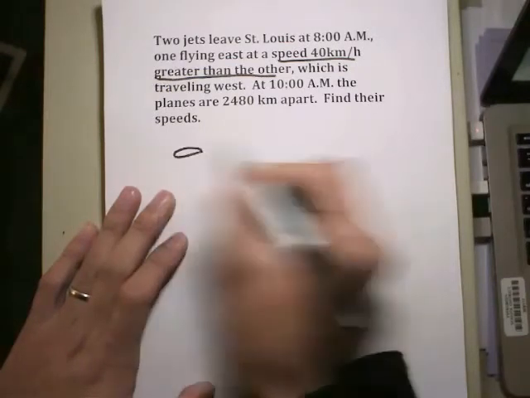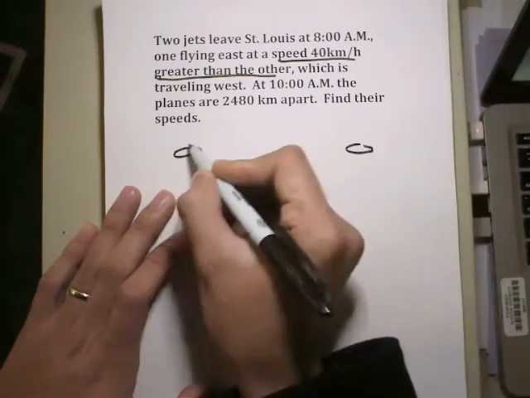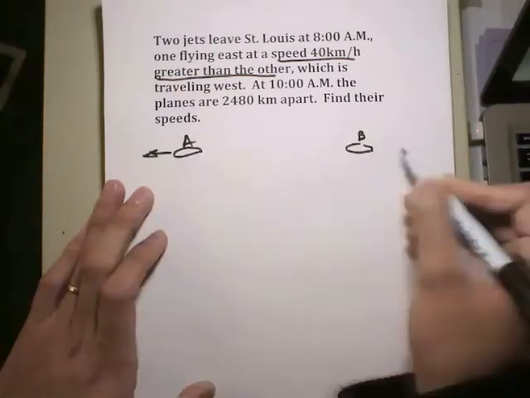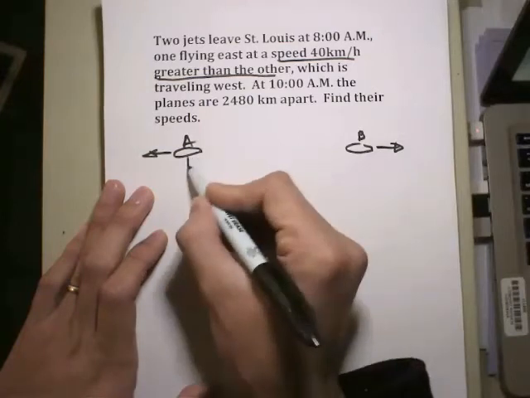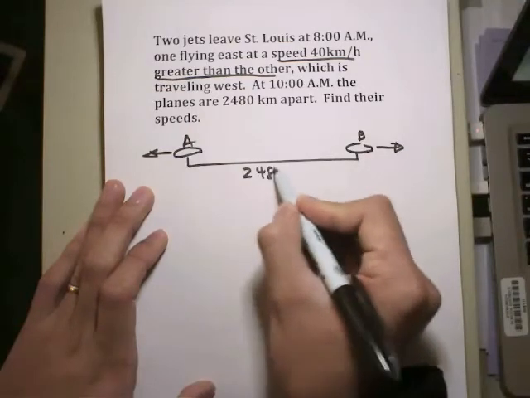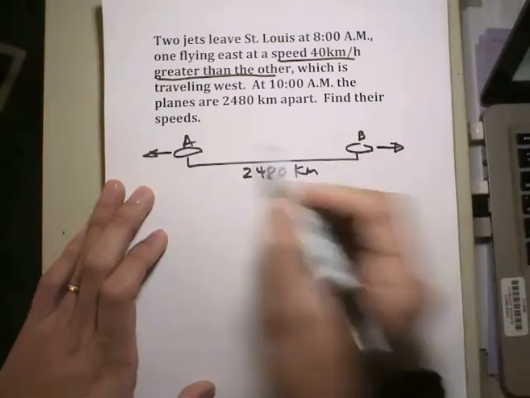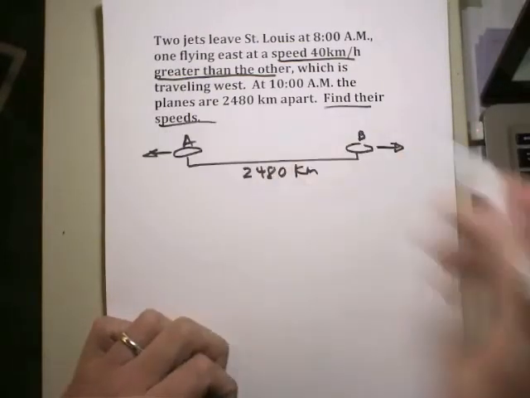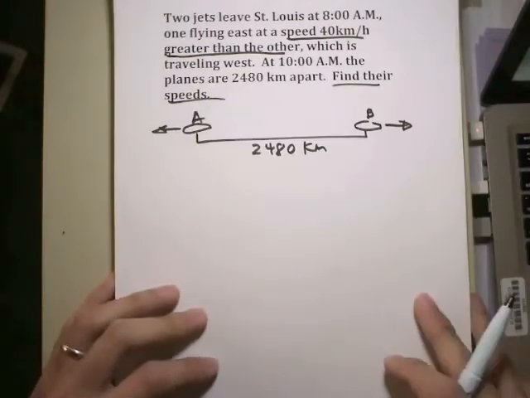Here I'm trying to draw my plane. I know it's not a good looking plane, but this is called jet A, this is jet B. They're going away from each other, so at some point in time, at 10 a.m., the planes are 2,480 kilometers apart, because they're traveling away from each other. Basically, I stand on the ground, take a snapshot at exactly 10 a.m., and I realize that these two jets are 2,480 kilometers apart. And then I need to find their speeds. I don't know their speeds. So how do we set this problem up?